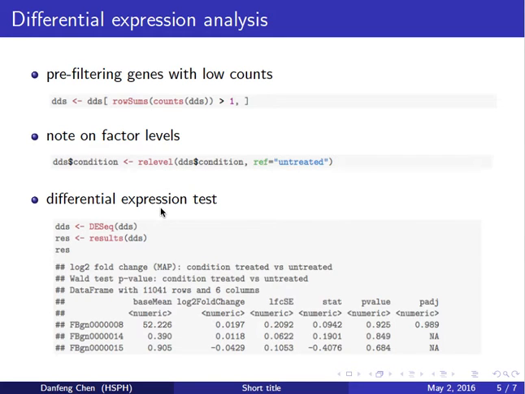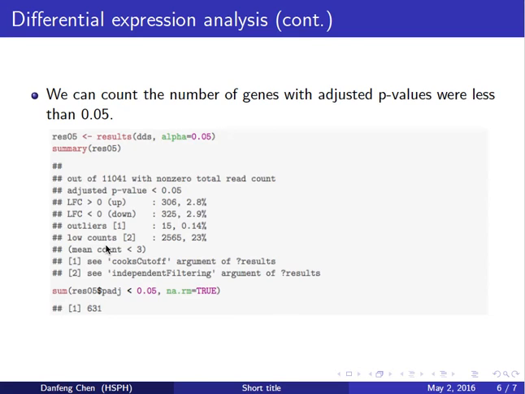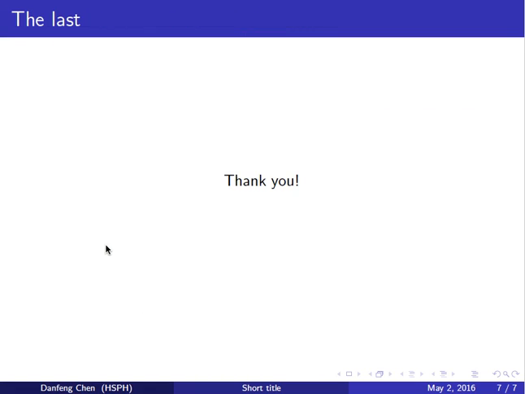And finally, we come to the step of differential expression analysis. It is quite simple. We just need to run the DESeq function, and then run the results function to retrieve the result of the differential expression analysis. It will result in a data frame object res, and res will contain the information about log2 fold change and adjusted p-value. And we can use the following code to count the number of genes with adjusted p-value less than 0.05.